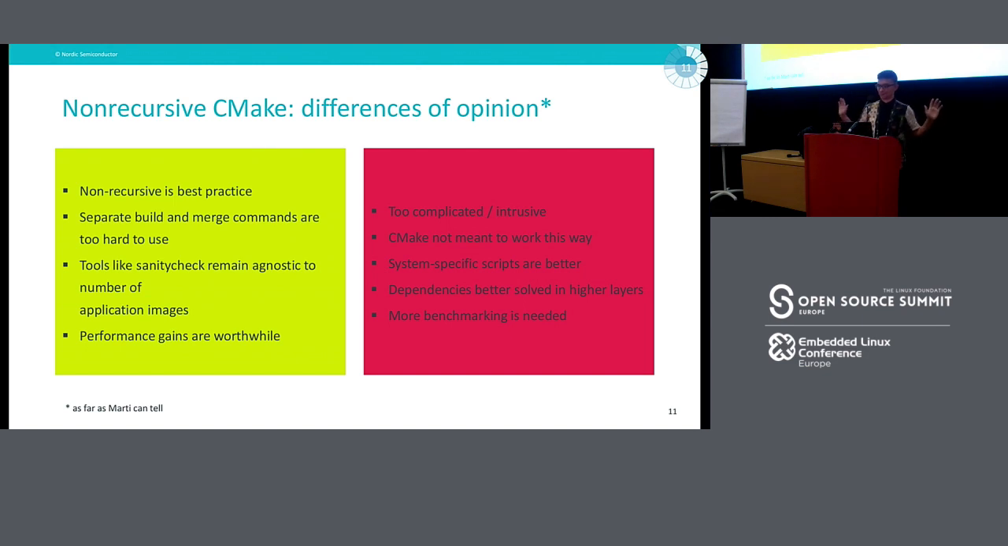There are some differences of opinion where people believe that certain things are pros and true, and other people do not believe that those things are true at all, and likewise for cons. Some people think that a non-recursive build is a best practice and we should always do it. I think the main opposition to that is if it's too complicated or intrusive. And there seems to be a different perspective on that.